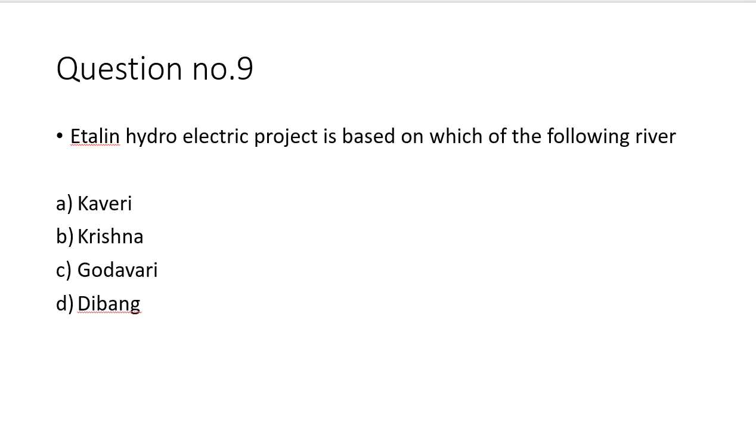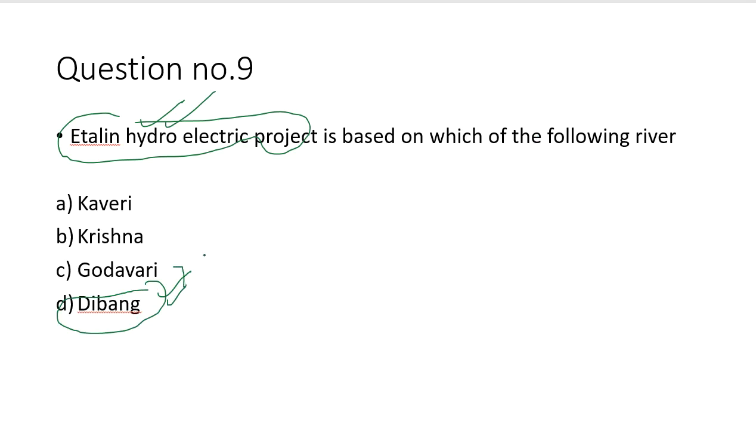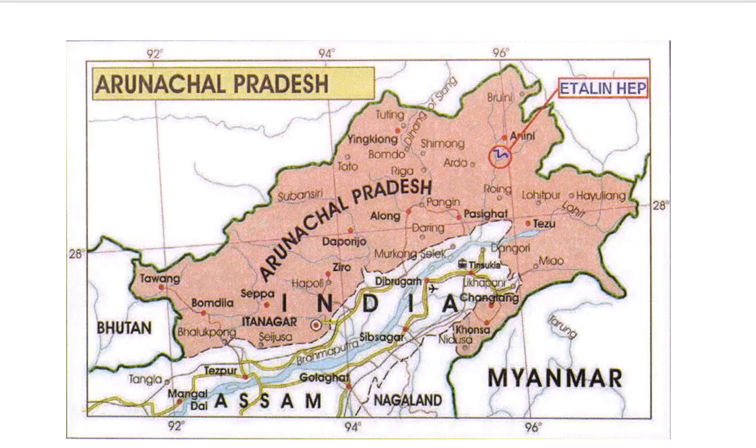Let us consider the next question. The next question is the Etalin hydroelectric project location. On which river is the Etalin hydroelectric project located? It is located on the Dibang River. The Dibang River is a tributary of the Brahmaputra River. A lot of protests happen in the Dibang Valley because it is a very sensitive area. Let me show it on the map. This is the location of the Etalin hydroelectric project.